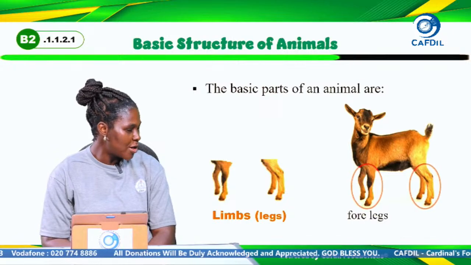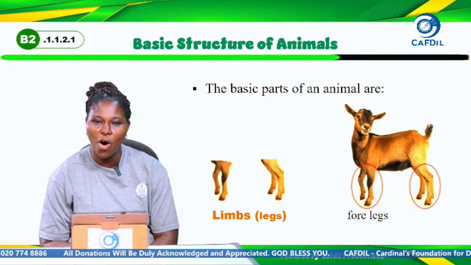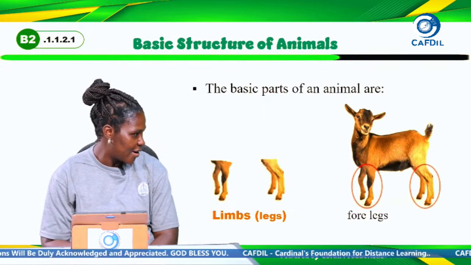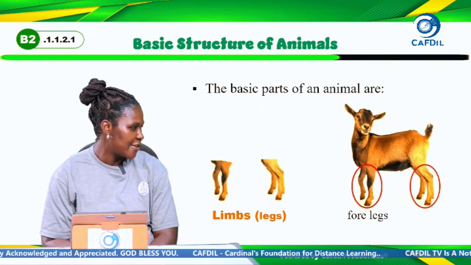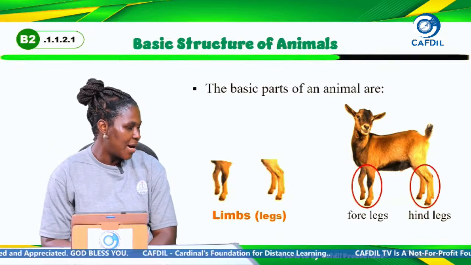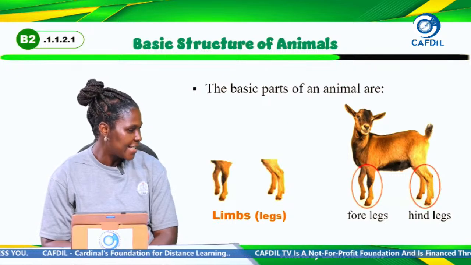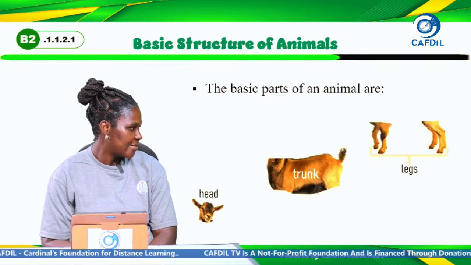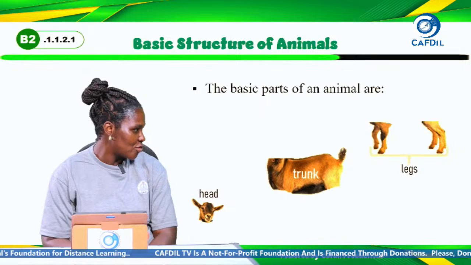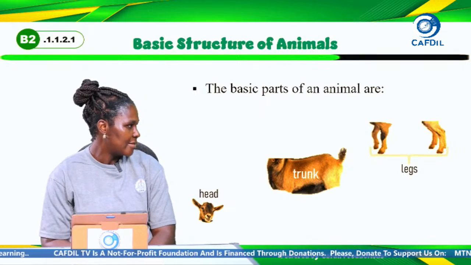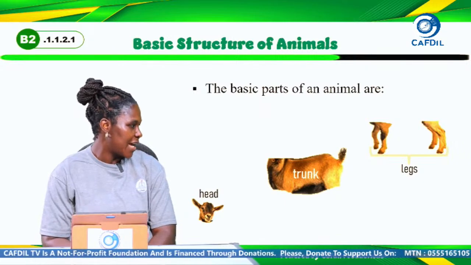So the front ones are called the forelimbs or the forelegs. The 4 legs. You can also say the 4 limbs. And the back ones are the hind legs. Good. So that is it. We are coming to do it again. The basic parts of an animal.